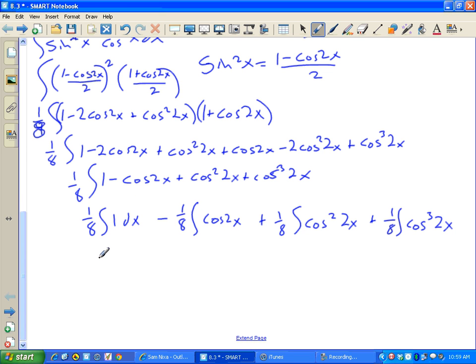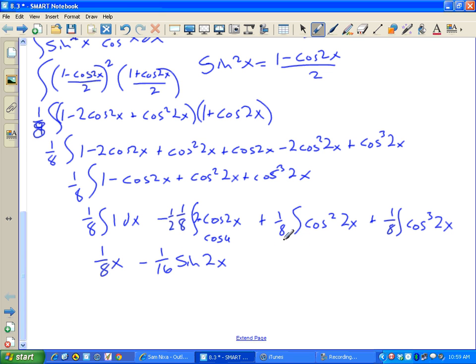This one is easy. This just becomes 1/8 x. This, all I need, this would become like cosine u. I just need a du, which would be 2, so I'm going to have another. If I put a 2 in here, I need a 1/2 out here. So this would be minus 1/16. Integral of cosine is sine.